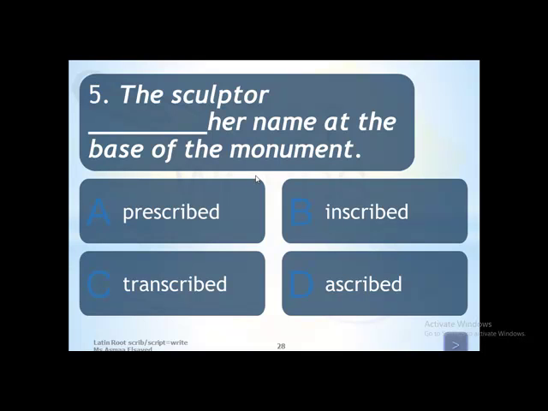Sculptor, her name at the base of the monument. Okay. Alright, so the artist here, where does he or she sign? He said that's a monument, it means that's made of rocks or stone. Okay, so prescribed, recommend, no. Inscribed, yes, because any monument is made of hard things, okay, wood, stones, rocks, and so on.